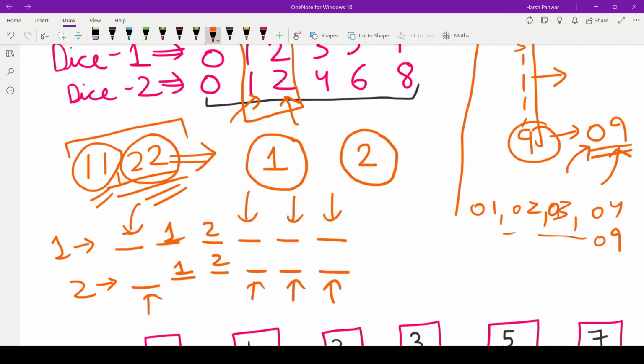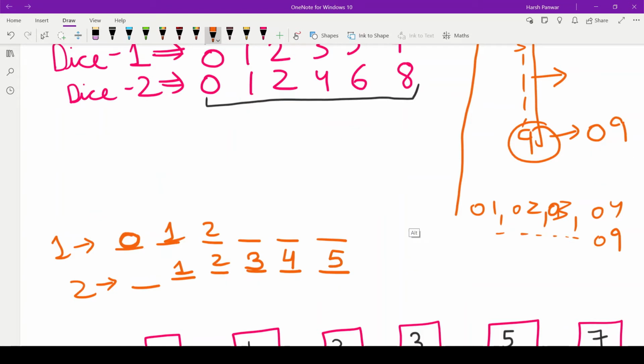So let's put a 0 on the first vacant place of dice 1. Now using this 0, we can represent the date 01 because 0 is present on dice 1 and 1 is present on dice 2. We can also represent 02 because 0 is present on dice 1 and 2 is present on dice 2. To represent 03, 0 is already present on dice 1, so let's put a 3 here. To represent 04, 0 is already present on dice 1, so let's put a 4 here, and similarly 5 here.